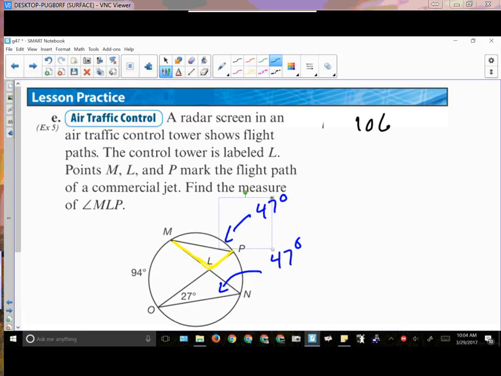Do I have enough information to answer it now? Most definitely. I've got my 180 degrees in a triangle, subtract off the 47, and I am going to be left with 133. Subtract off the 27, and I am going to be left with what? 106. There you go. Assignments due at the end of class tomorrow.